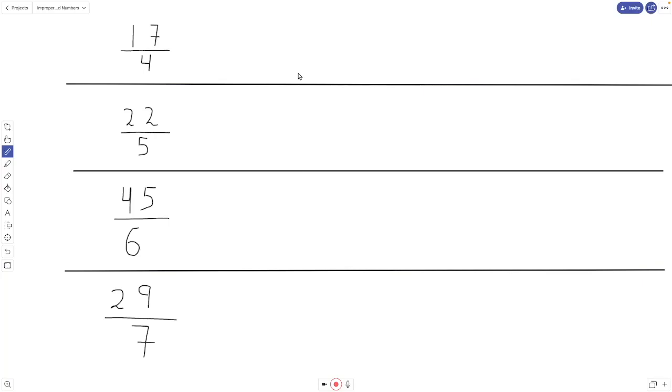Today we have a quick video. We're working on how to convert improper fractions to mixed numbers. It's a very straightforward concept, so let's get started. We have four fractions we're working with today. We're going to start with the top one, 17 over 4.